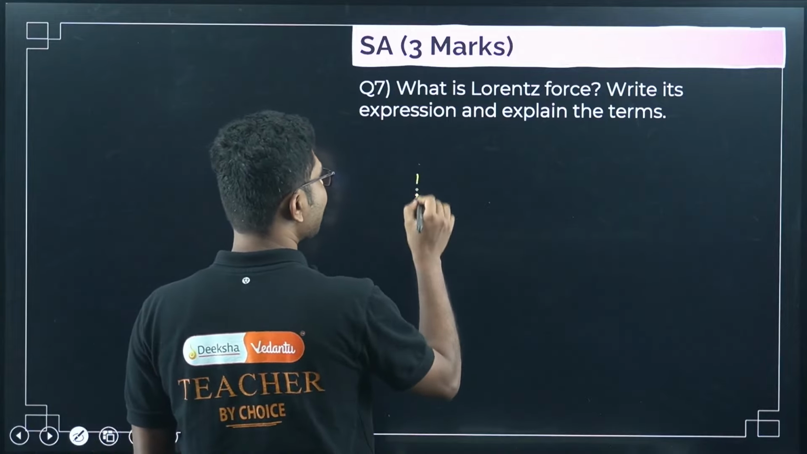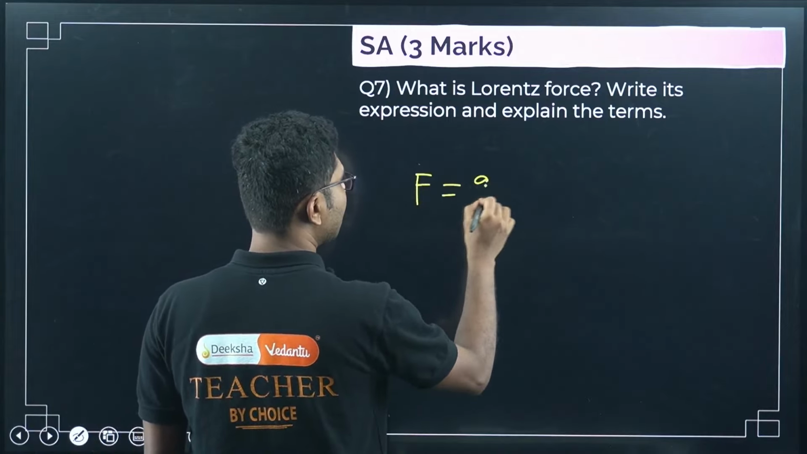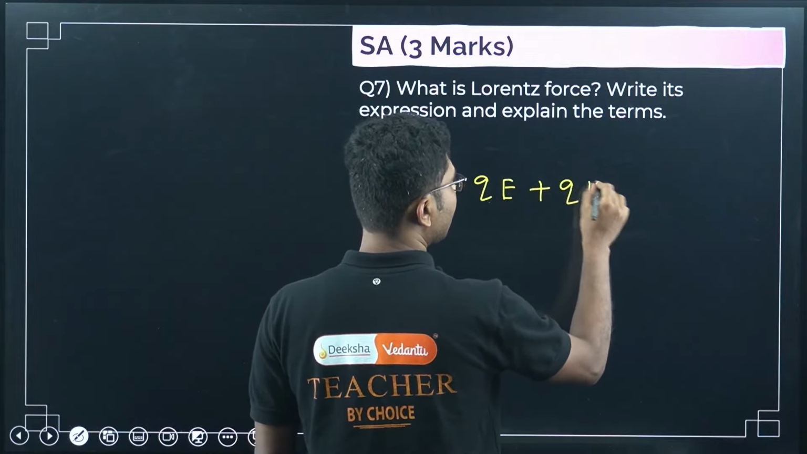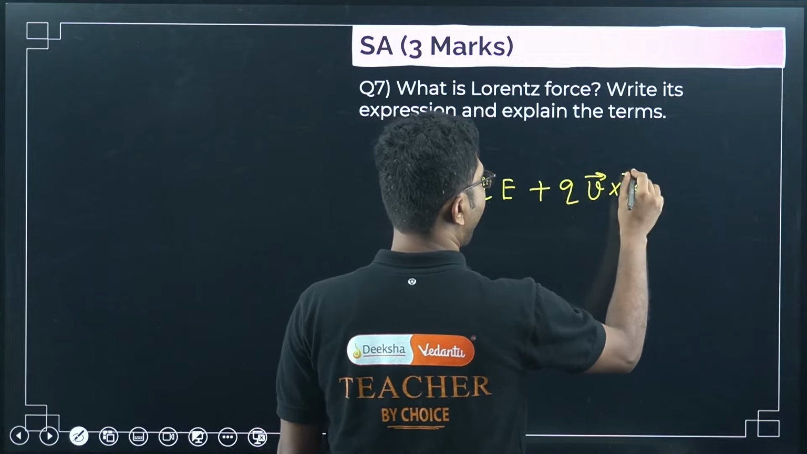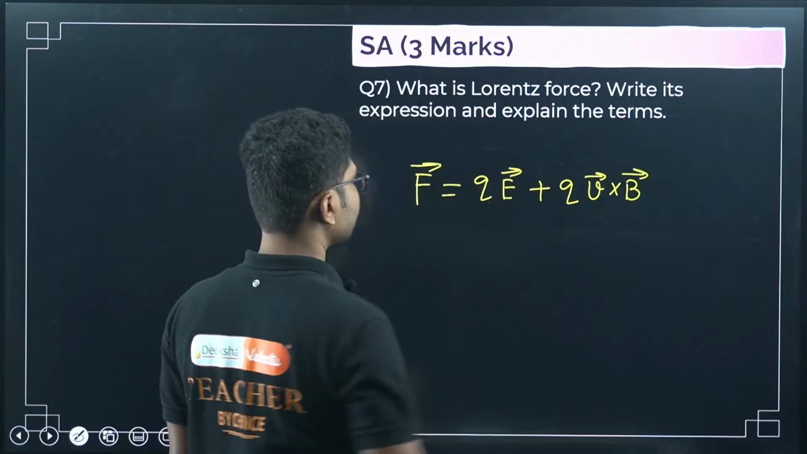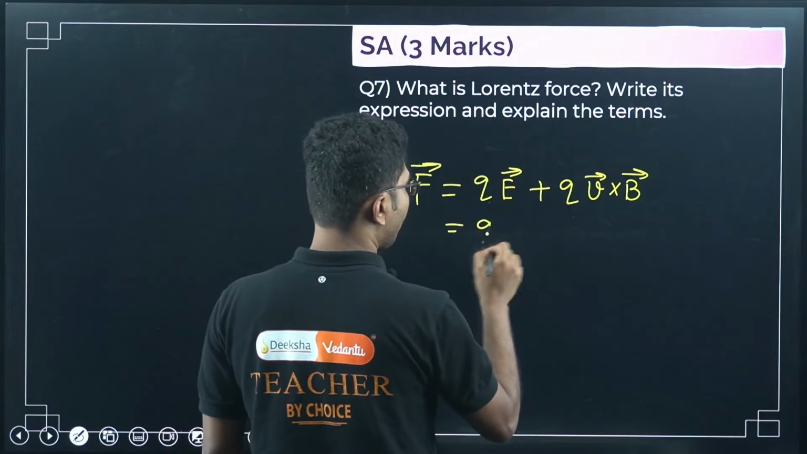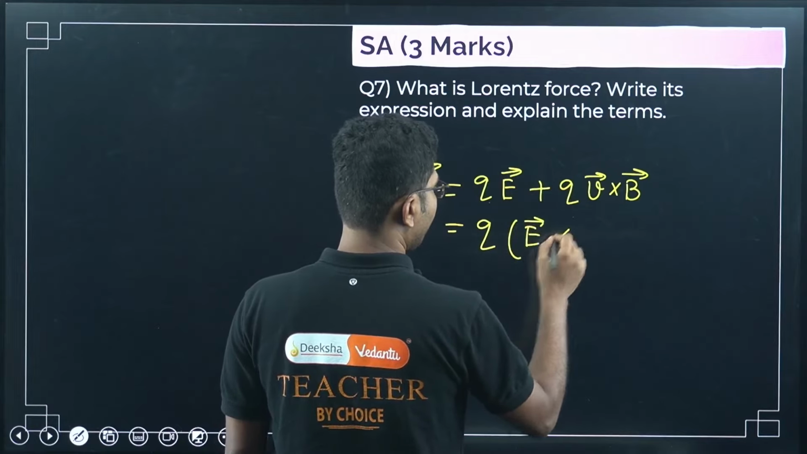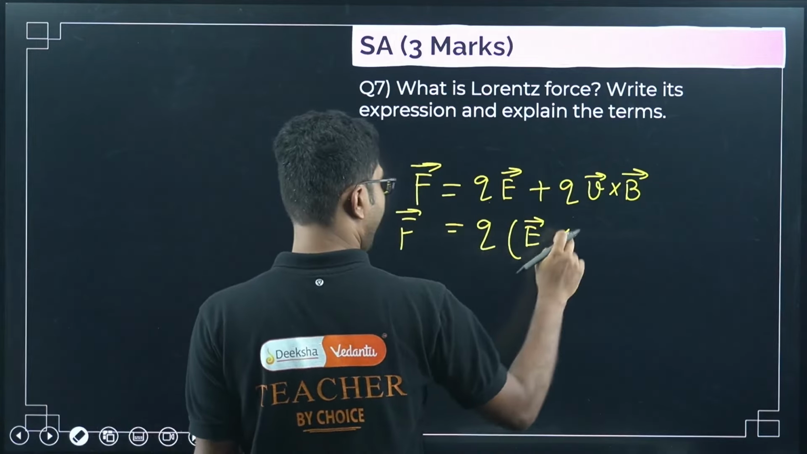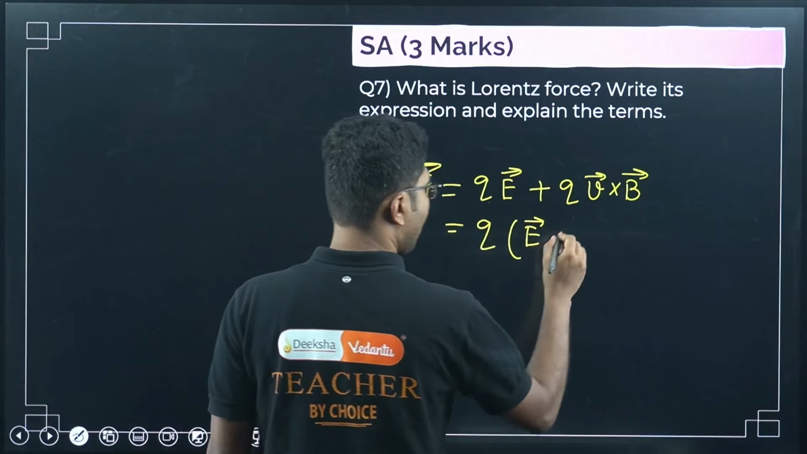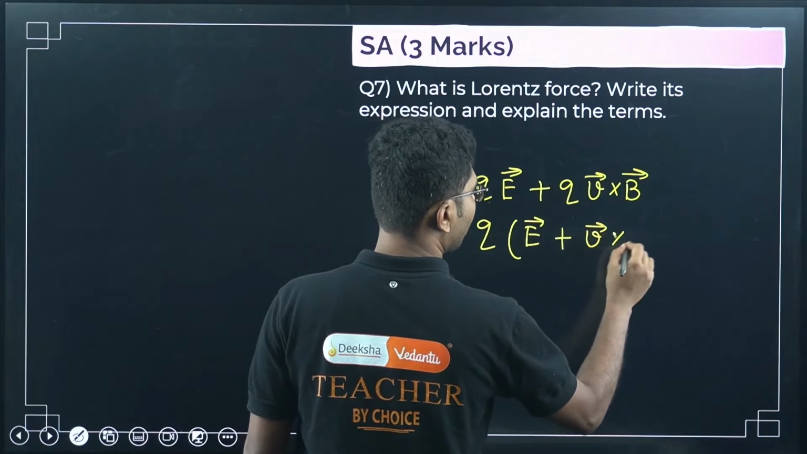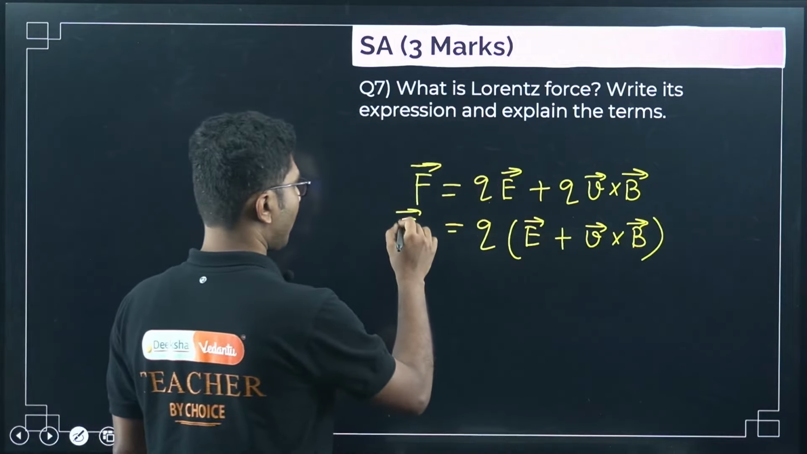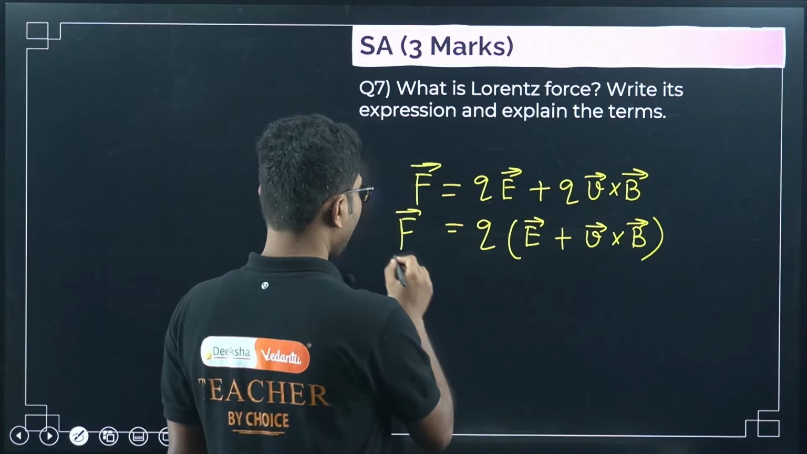And what is the expression for Lorentz force? We know that it is qE plus q times v cross B. Or you can take q common: q times (E plus v cross B). Okay, this is the expression for Lorentz force. So this is the answer.